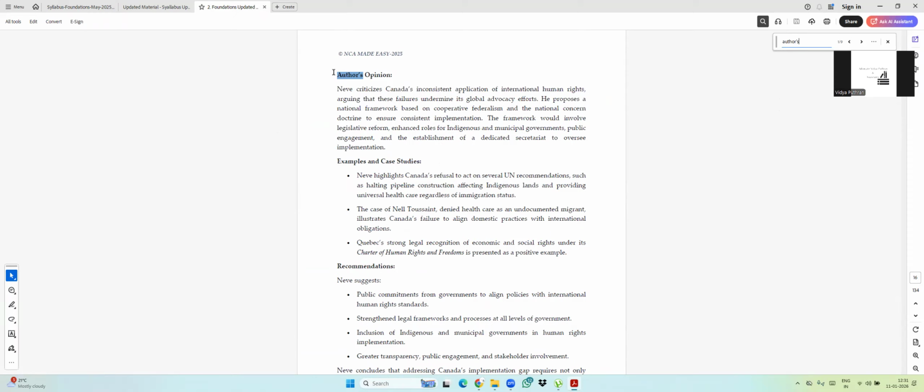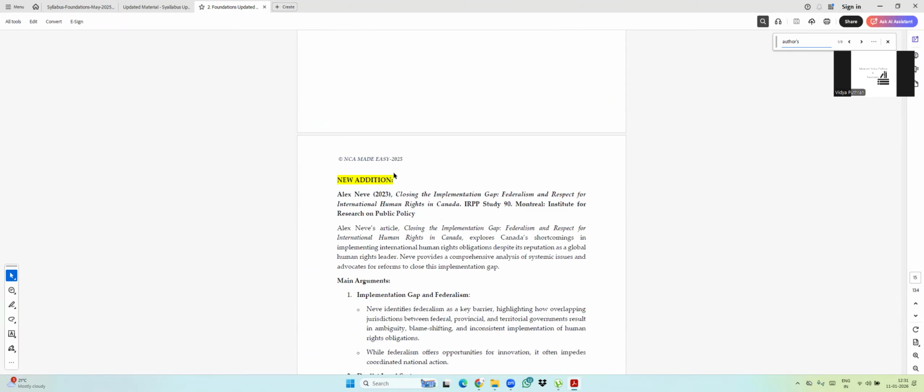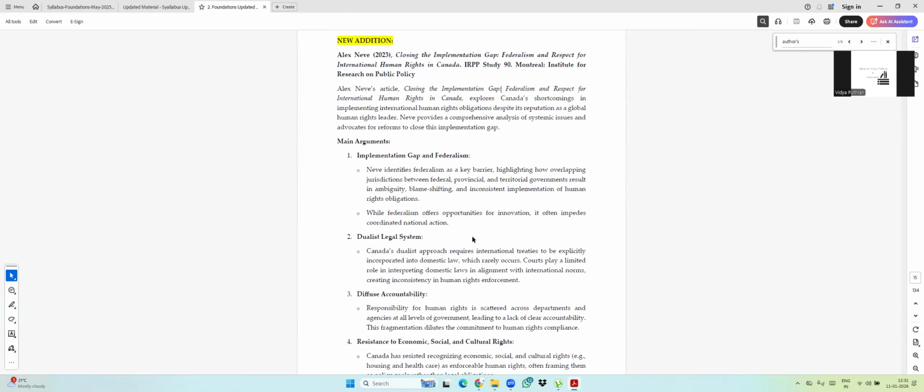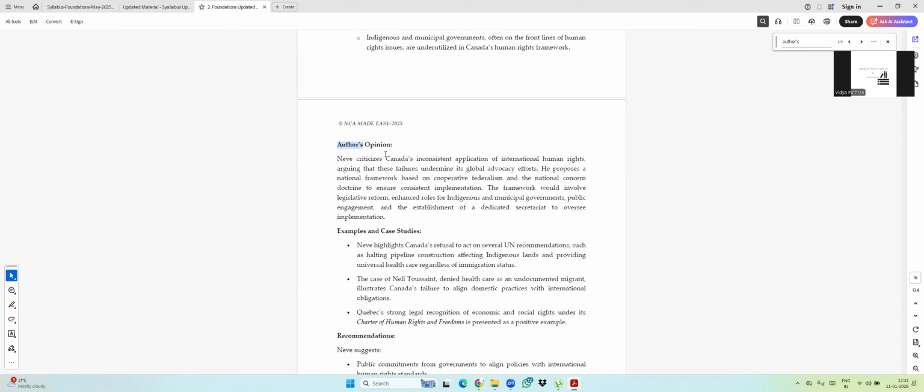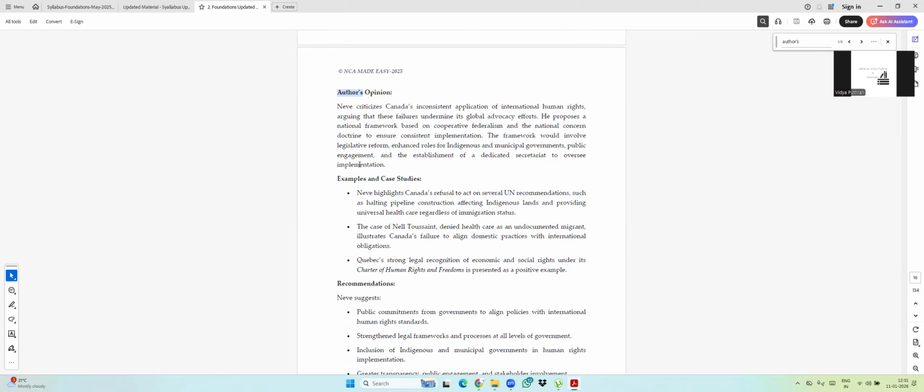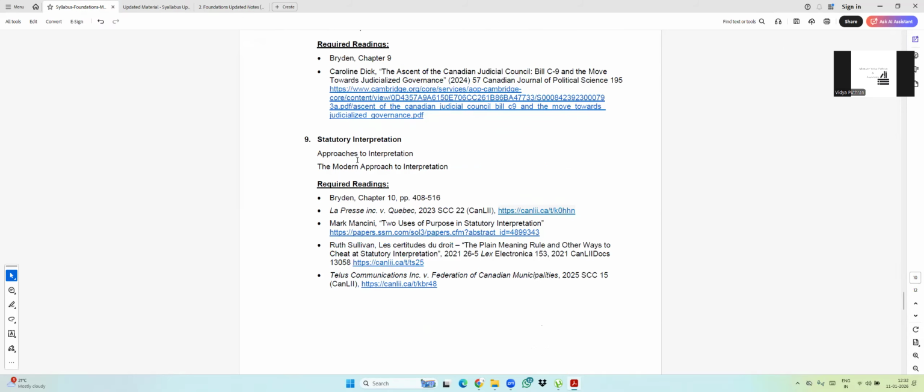So here, this was the new article, closing the implementation gap. I think this is the one we were talking about yesterday. So there is one author's opinion. Hundreds of pages of articles are there, like 80 plus pages in some of the articles, and it is sometimes difficult to pinpoint. So this is one paragraph which helps students to take the paragraph and just read these four, five lines, and then connect that with your answer.